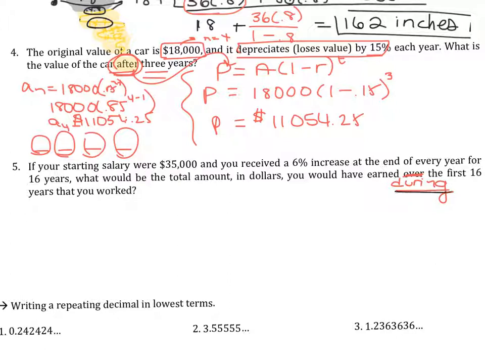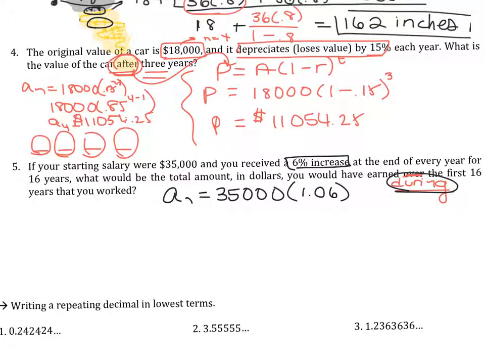So because I see the word during, I am going to turn this into an explicit formula. So I'm going to say A sub n equals 35,000, because that's my first year, how much it is. And then I received a 6% increase. So R is really 1 plus 0.06, because it's 100%, and since I'm increasing, it's going to be 1.06.